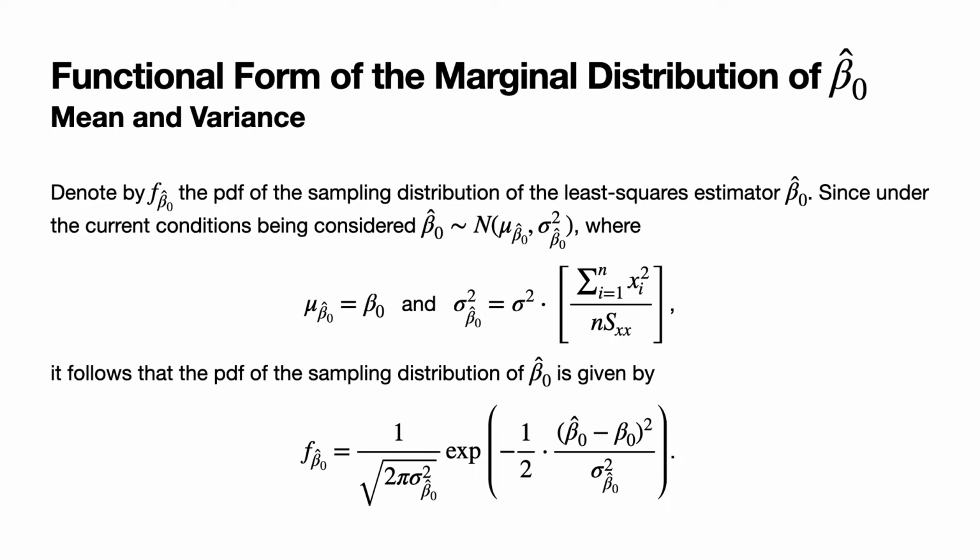So denote by f sub beta 0 hat the PDF of the sampling distribution of the least squares estimator, beta 0 hat. Since under the current conditions being considered, beta 0 hat is normally distributed, it follows that the PDF of the sampling distribution of beta 0 hat is that of a normal distribution with mean equal to beta 0 and variance equal to sigma squared times the sum of the squared x values divided by n times s sub xx. And so the PDF shown at the bottom of the slide is the PDF of beta 0 hat.